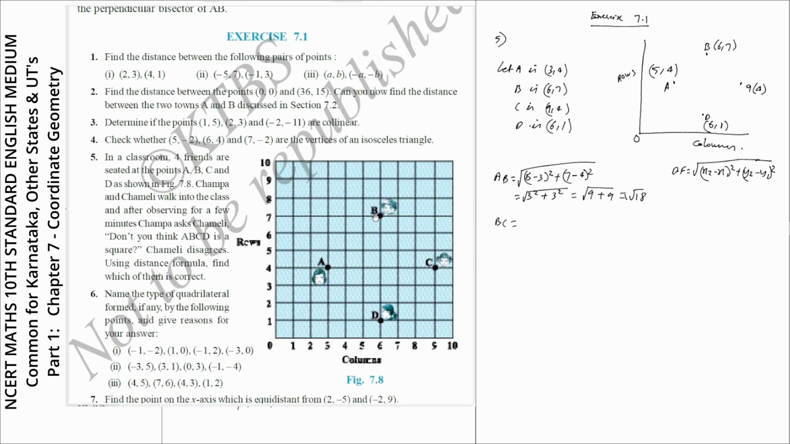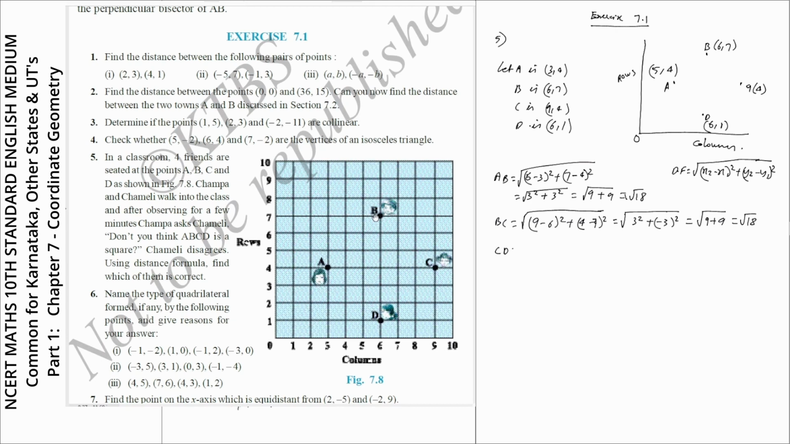What is BC? BC is equal to square root of x2 minus x1 the whole square, that is 9 minus 6 the whole square plus y2 minus y1 the whole square, that is 4 minus 7 the whole square. So this is equal to square root of 9 minus 6 is 3 square plus 4 minus 7 is minus 3 the whole square. So 3 square is 9 and here plus minus 3 the whole square, minus 3 into minus 3 is plus 9. So I'll get square root of 18.